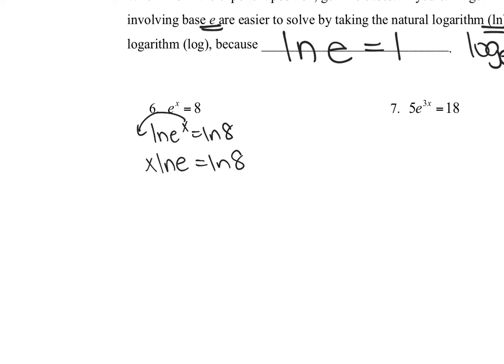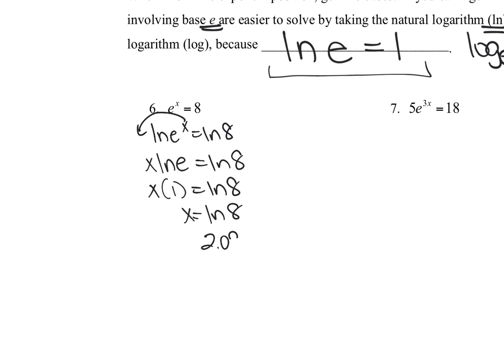And based on what I just said up above, that the natural log of e is 1, that is just going to become x times 1. And of course, anything times 1 is just itself, so we're going to get x is equal to the natural log of 8. So every time you take the natural log of both sides and you pull that exponent out in front, the ln of e is just basically going to go away. And then you can go to the calculator and type in ln of 8, which is much easier than doing log of 8 divided by log of e to the first.